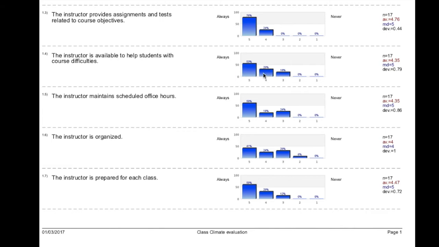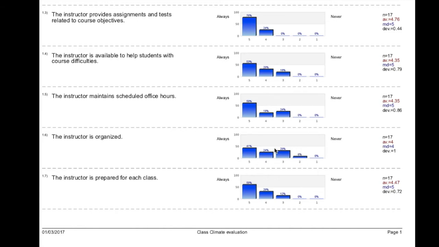This was information that I was taking in at this time. The instructor maintains scheduled office hours. I certainly did not. I actually didn't have any office hours at all at this school. So you can see that a part-time instructor is not required to do office hours, but still students were saying, I strongly agree, or that definitely happened. It certainly did not happen. So there were some people who just always give 5s no matter what.